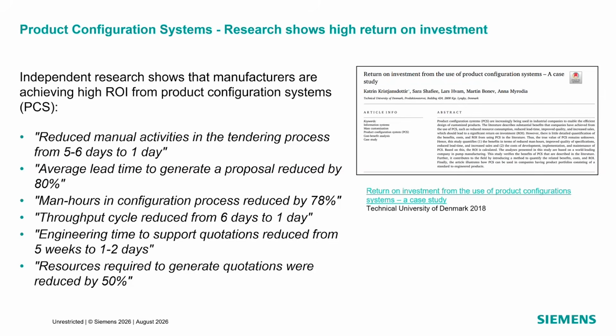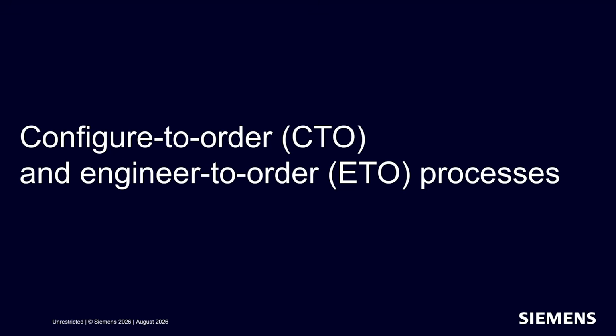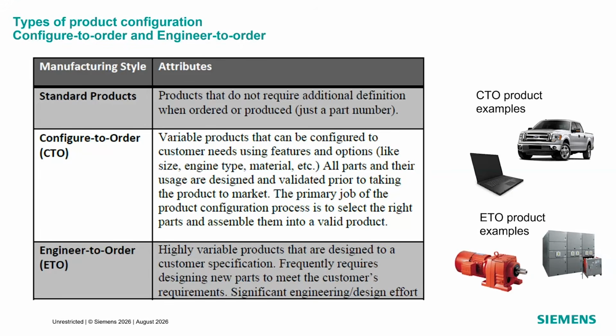So again, the takeaway here is that automating those repeatable configuration work can really create measurable returns in speed, capacity, and responsiveness for your company. Now, to understand where different tools apply, first, we need to distinguish between configure to order and engineering to order processes, which are the two common manufacturing styles that we see these days.